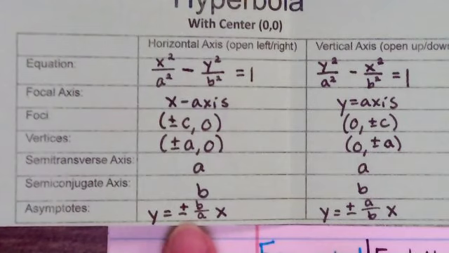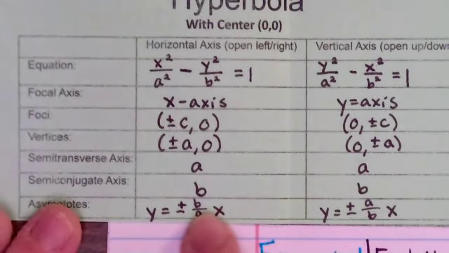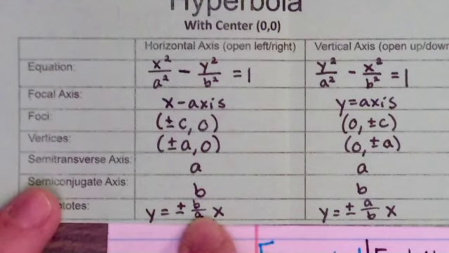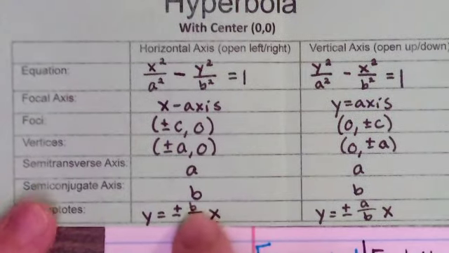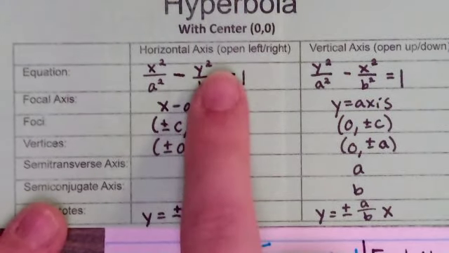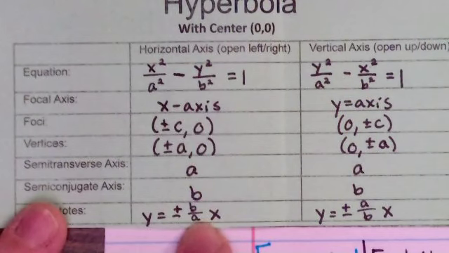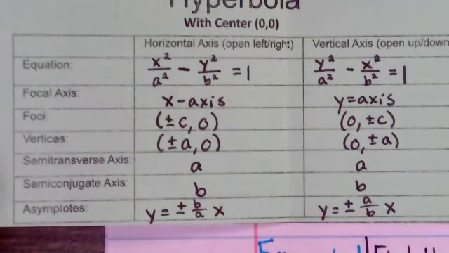That's why you see plus or minus, because you have one that's going to have a positive slope and one that has a negative slope. And you're going to have your A and your B value, okay? And you're going to make a fraction out of them. They're what's going to give you the slope of that line. So for the ones that open left or right, you're going to have plus or minus B over A, x. And then if it opens up or down, it's plus or minus A over B, x.